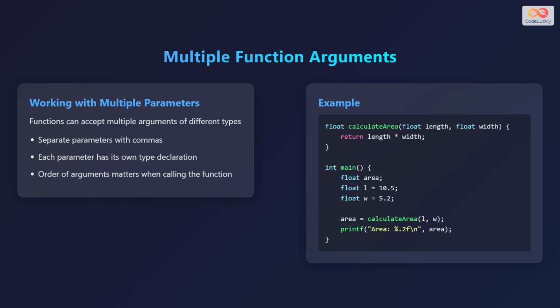Look at this example. The function calculateArea takes two float arguments, length and width, and returns their product as a float. In the main function, we declare float variables L and W and initialize them with values. We then call calculateArea with L and W as arguments and assign the result to the area variable. Finally, we print the calculated area.